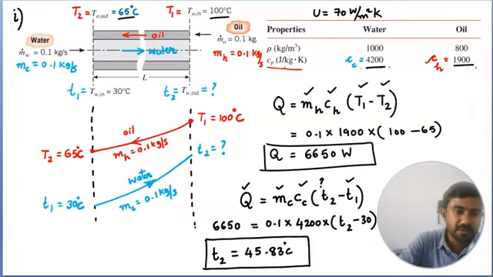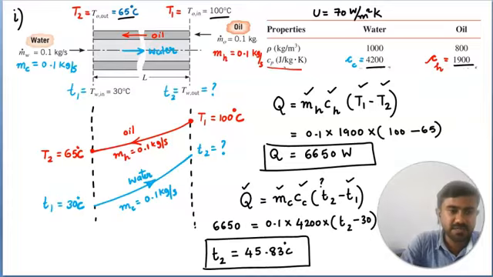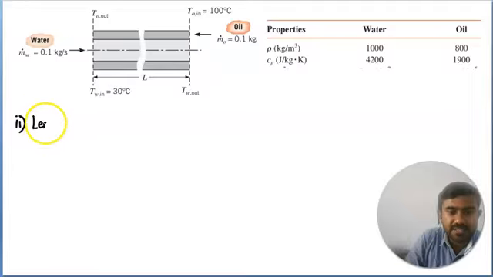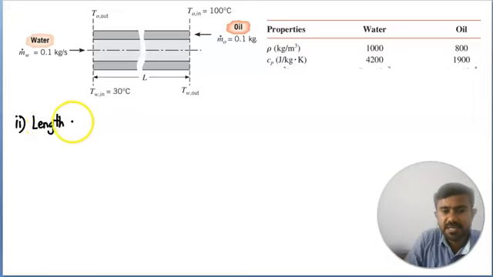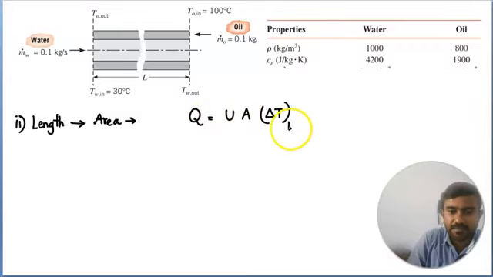Now the second part of the problem, if you go to the statement, it says determine the length required for the heat exchanger. So let's try to now determine the length of the heat exchanger. Now length is related to area, and area comes in the basic design equation that we have seen. Q equals U A delta T_lm. So if we are able to find out the area, from the area we'll be able to figure out the length of the heat exchanger.